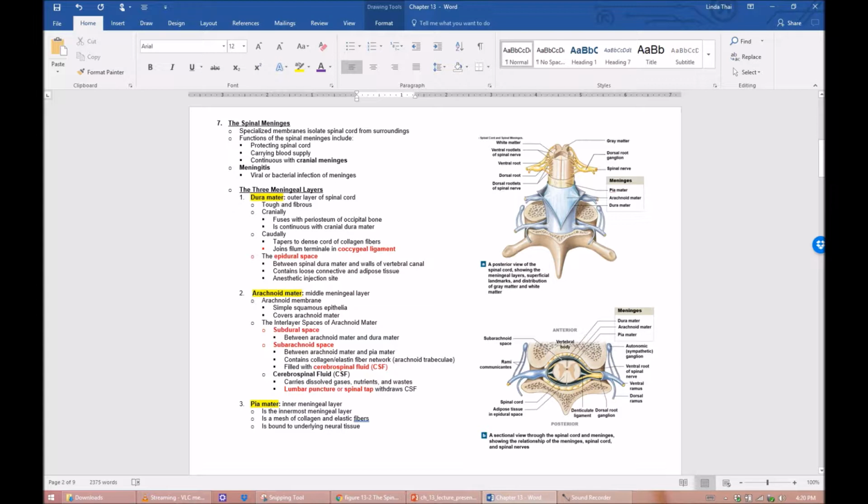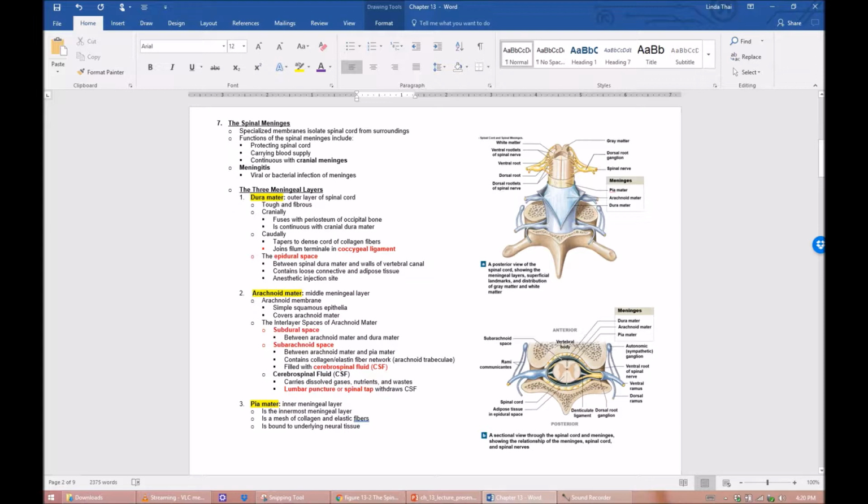The 3 meningeal layers: the first, outer layer is called the dura mater. It's tough and fibrous, so think dura is durable. Cranially, it fuses with the periosteum of the occipital bone, and it's continuous with the cranial dura mater. Caudally, or on the tail end, it tapers to a dense cord of collagen fibers, and it joins the filum terminale, or the thin strand, and the coccygeal ligament.